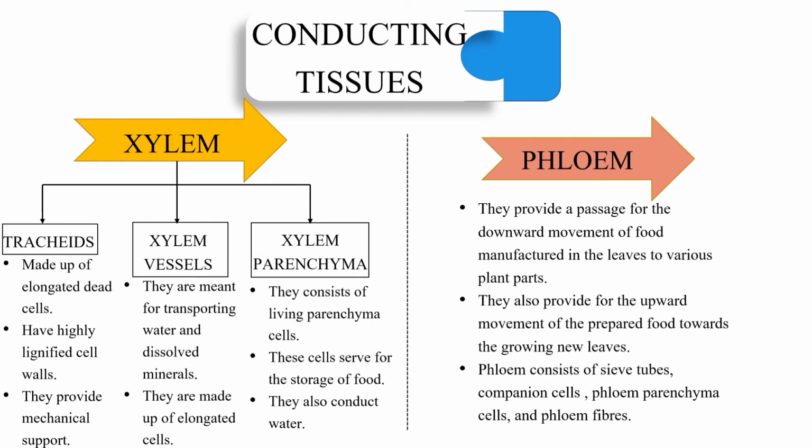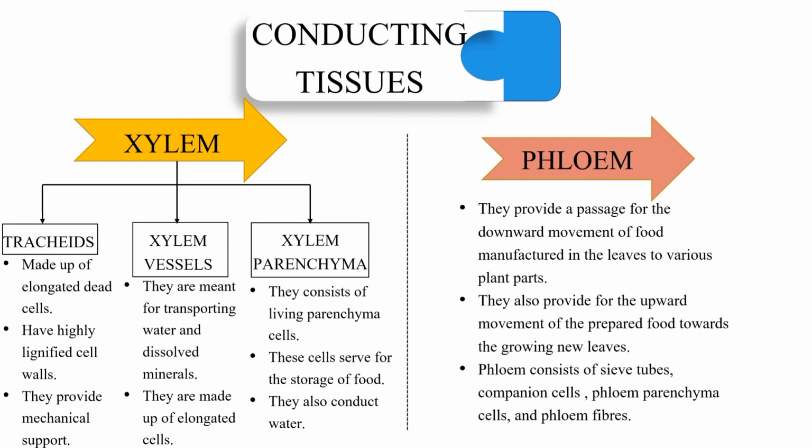Xylem cells are elongated and thick-walled. They provide for upward movement of water and dissolved minerals. The xylem tissue consists of tracheids and vessels, which are collectively known as tracheary elements, and the xylem parenchyma. First of all, let's learn about the tracheids. The tracheids are made up of elongated dead cells having large cavities and no contents. Their cell walls are highly lignified and they provide mechanical support due to thickenings in their cell walls.